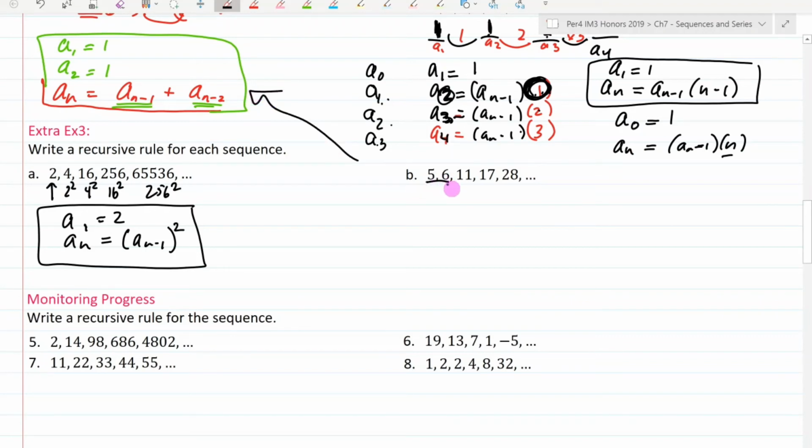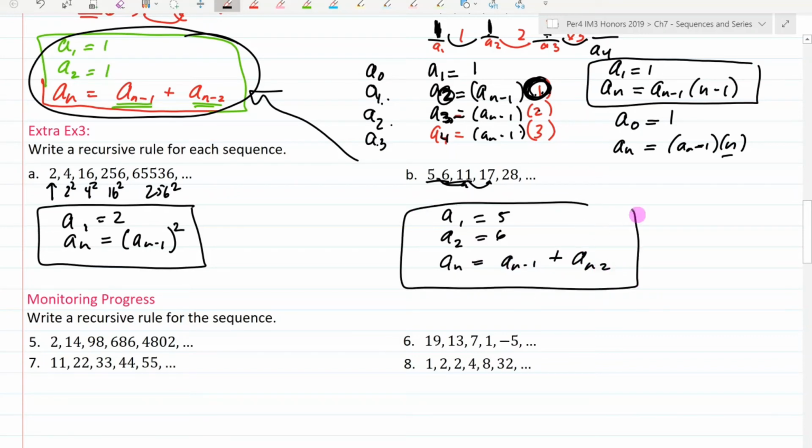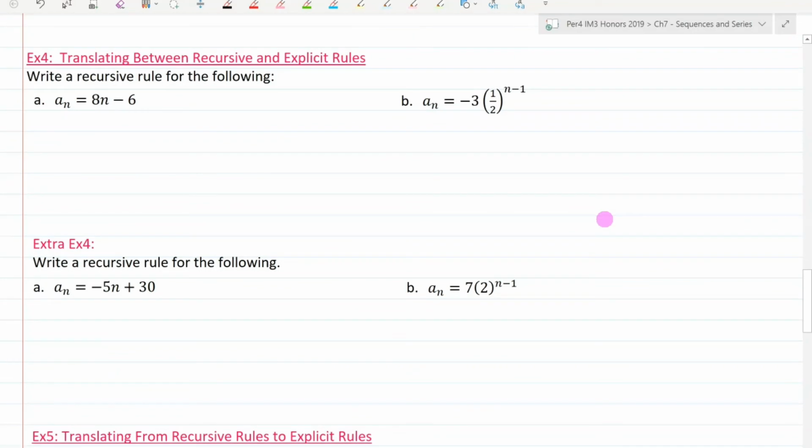Okay? This is just like this one. You take the 2 previous terms and they add up to that one. So it's exactly this formula. We just have 2 different numbers to start with. So the first term, the second term, and then the formula is to add the 2 previous terms together. Okay, don't worry about these 2. Let's skip those for now, and we'll go ahead and go on to the next part.